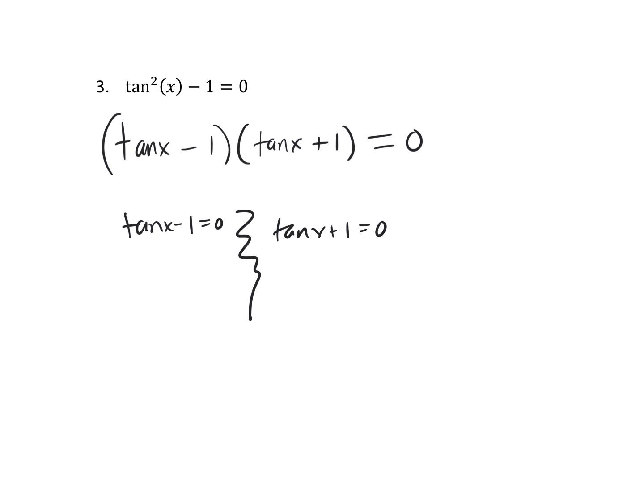So let's look. On the left side here, I'm going to add 1 to both sides. I have the tangent of x is equal to 1. On the left side here, I'm going to subtract 1 from both sides. I end up with the tangent of x is equal to negative 1.